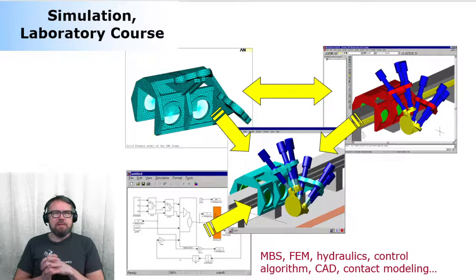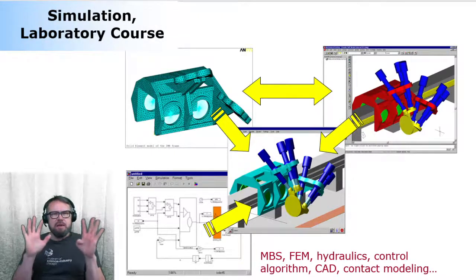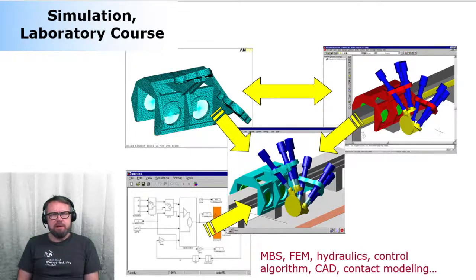But we're looking at the big picture, not just at the detail of a structure using a finite element model, but more at how we can make the finite element model be in a form that we can use in other disciplines, multi-body system dynamics, hydraulic modeling. So this is what we really wanted to do here.